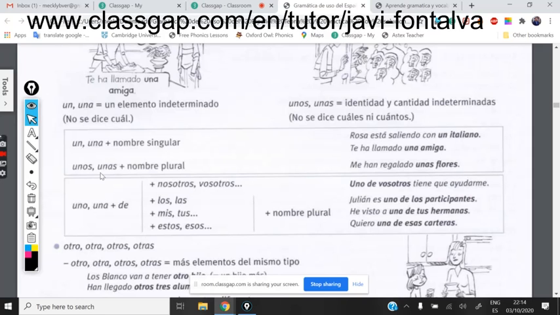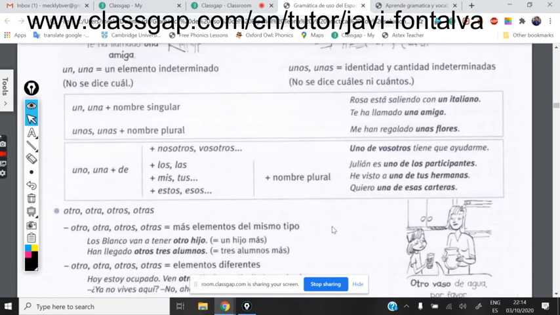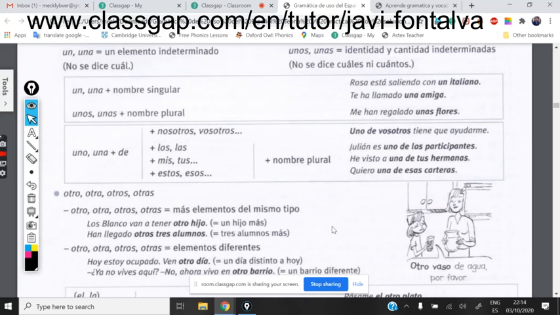For example, "Me han regalado unas flores." So I've been given, as a present, some flowers. You could also say one of yours, or one of whatever. For example, "uno de vosotros," one of you guys. "Uno de los participantes," one of the participants. "Uno de tus hermanas," one of your sisters. "Uno de esas carteras," one of those wallets, etc. No problem with this.